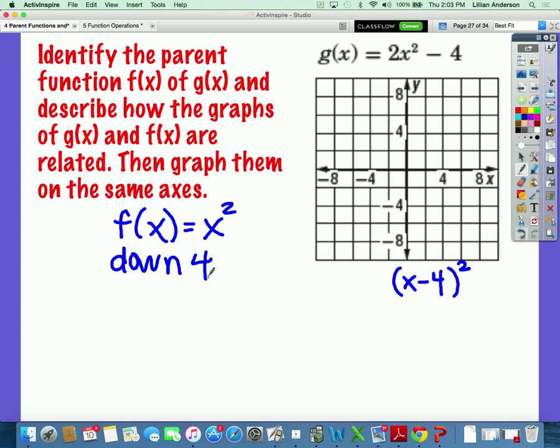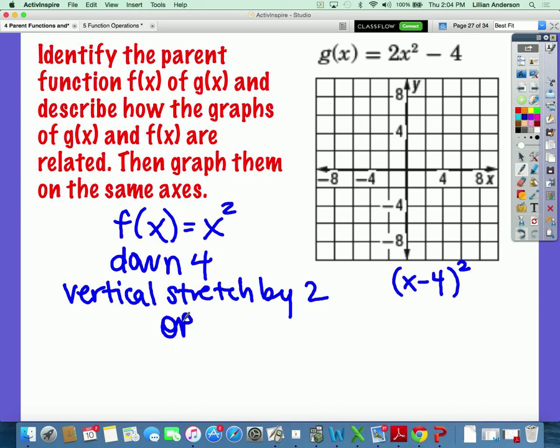So that 2. What's that 2 do? Okay, you've got to give me horizontally or vertical. Start with that. Horizontal or vertical? Okay, it could be a vertical stretch by a factor of what? Or it could be a horizontal what?